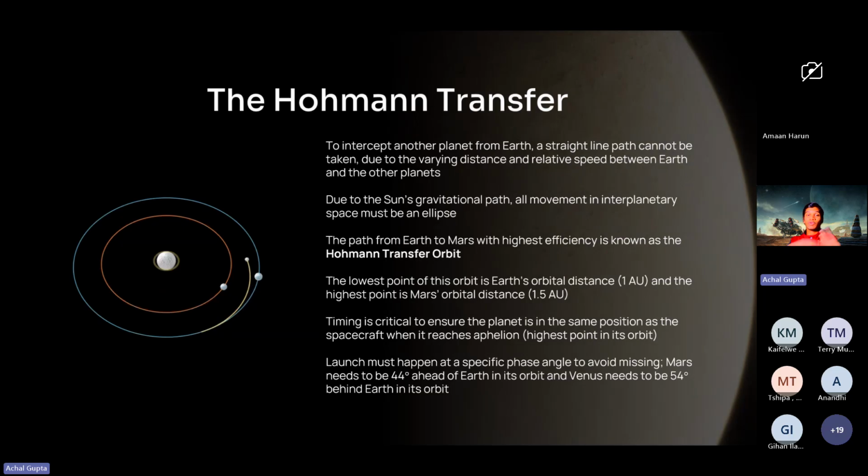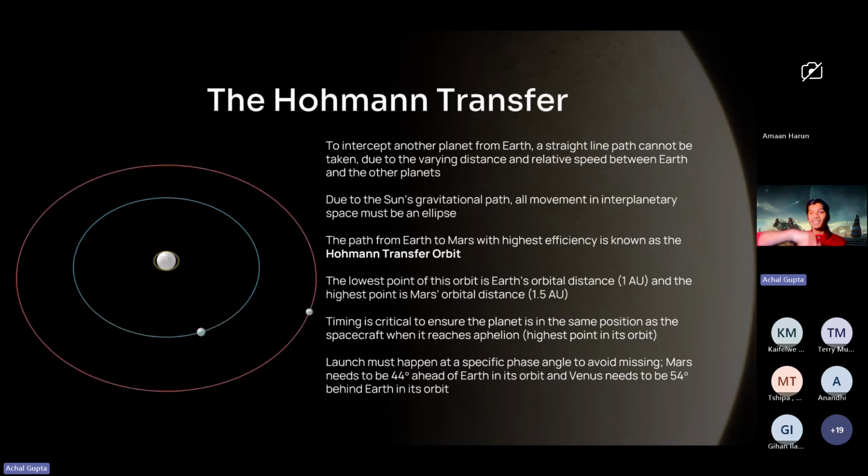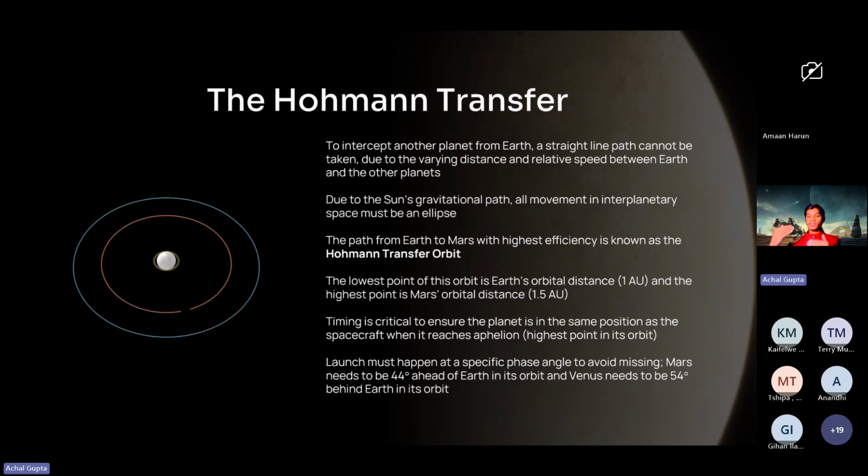The Hohmann transfer, because of Keplerian motion, is going to be a half ellipse because whilst we're moving between these two planets, we're technically moving in a path around the sun. A lot of complex math essentially happens, and we find that the Hohmann transfer, which is the most efficient way to go between these planets, can only happen between the Earth and Mars, for instance, if Earth is 44 degrees behind Mars. And for Venus, it can happen if Earth is 54 degrees ahead of Venus and 44 degrees behind Mars for the Hohmann transfer to take place.